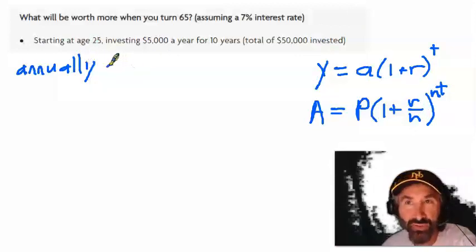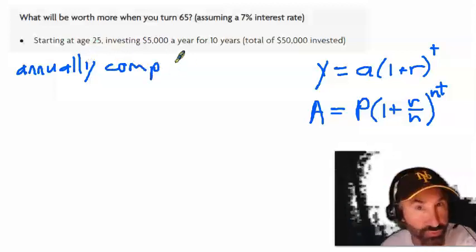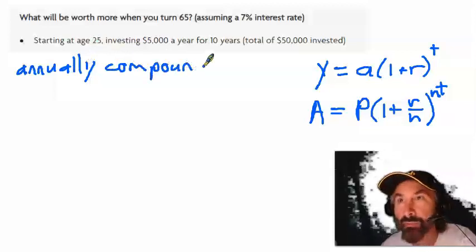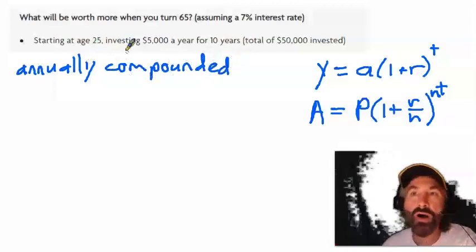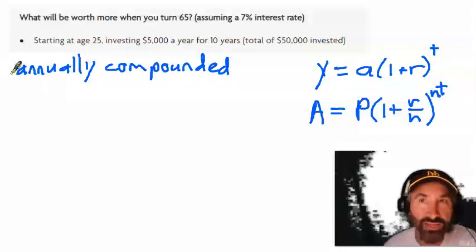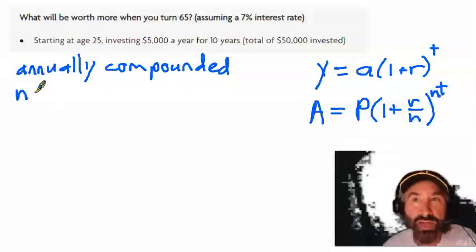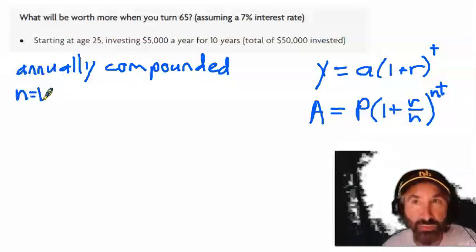And just to make sure that you have this written in your notes, and you should be writing this in your notes. There we go. The word compounded and the word annually. And in this case, we'll say what n is when we compound annually. It is equal to 1.